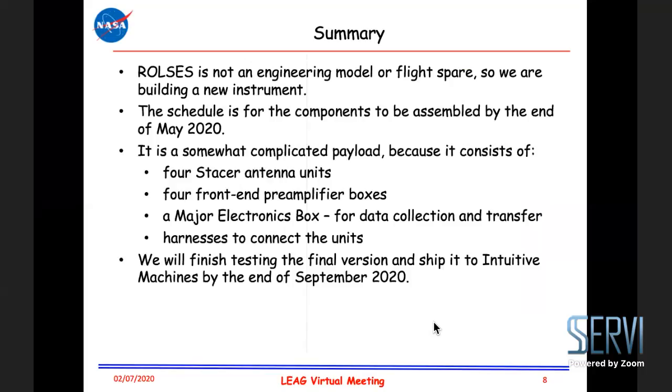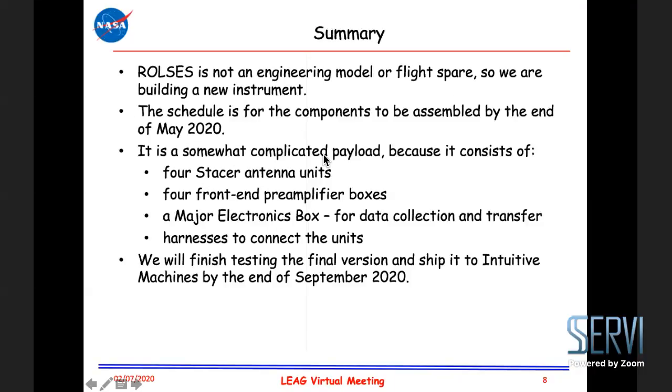So, in summary, there is one thing here that's keeping me busy. ROLSES is not an engineering model or flight spare, so we are to a certain extent building a new instrument. The main electronics board is something from a previous Goddard instrument called JEDI, which is an instrument now on the International Space Station. So the schedule for the components is that everything should be assembled by the end of May.